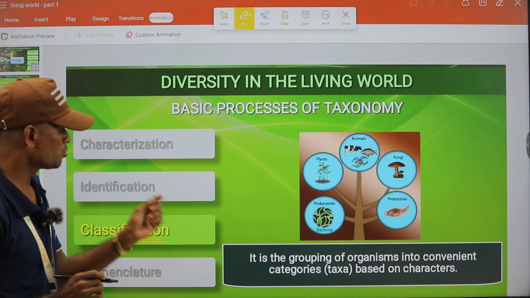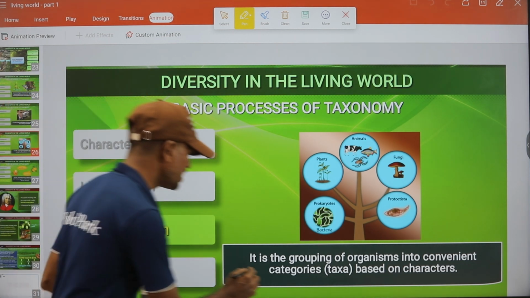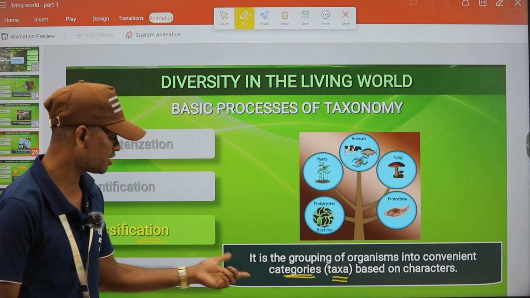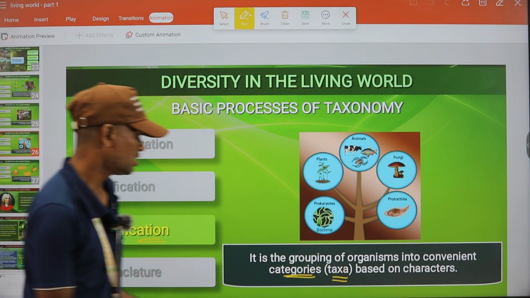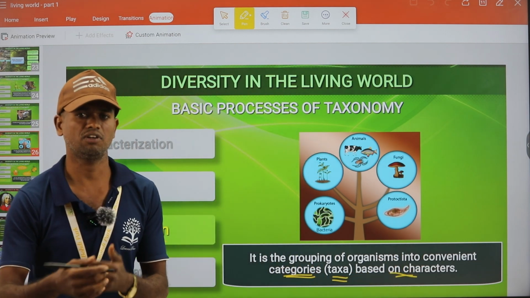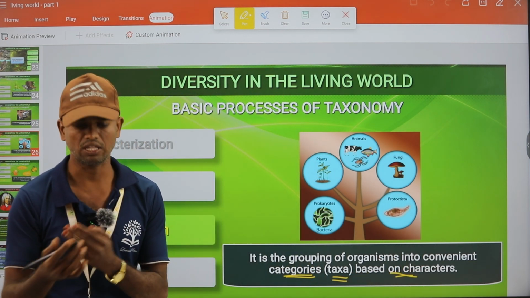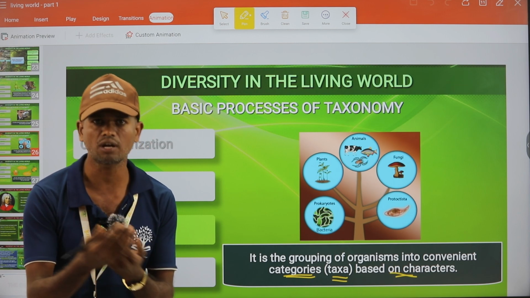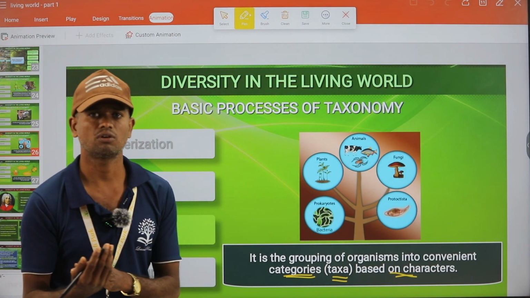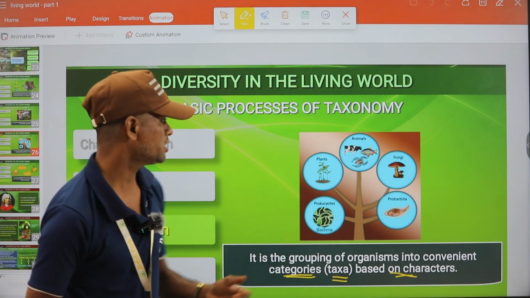Okay, so it is a grouping of organisms into convenient categories. The categories are nothing but taxa. So the unit of taxonomy is known as taxa. So based on the characters, right? So what it contains, whether it is prokaryotes or eukaryotes, whether it is unicellular eukaryotes or multicellular eukaryotes. So whether it is having autotrophs or heterotrophs, right?